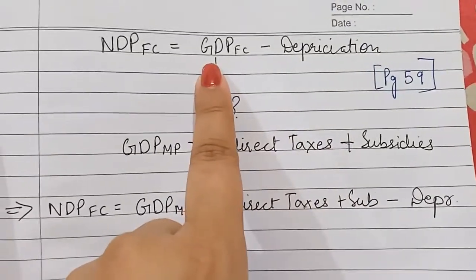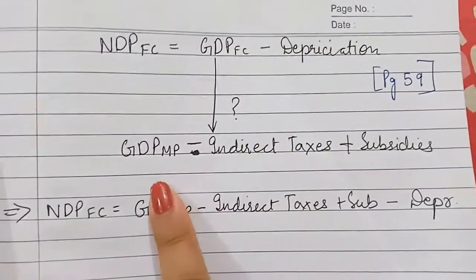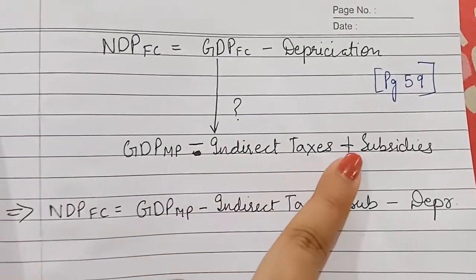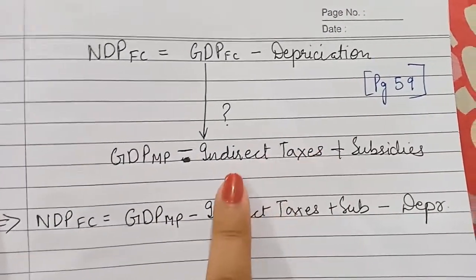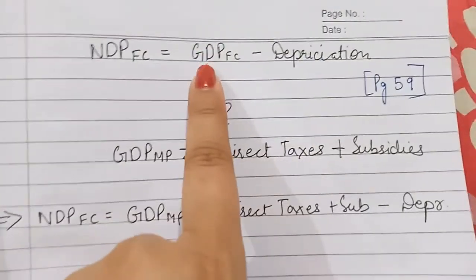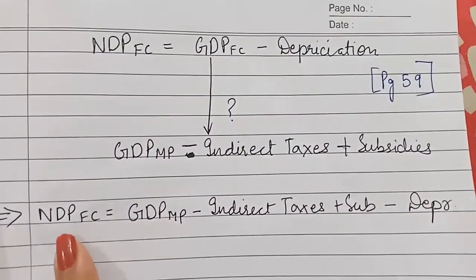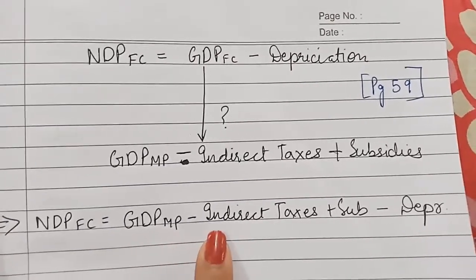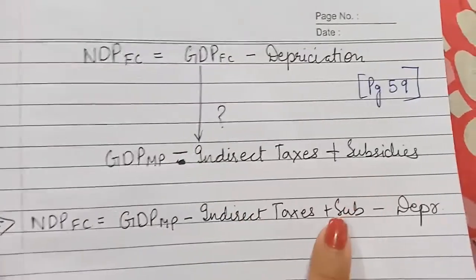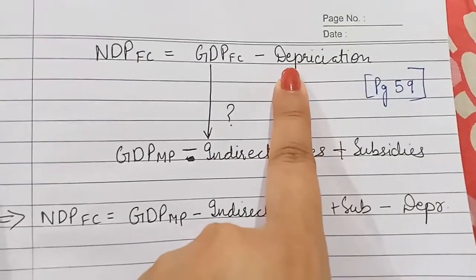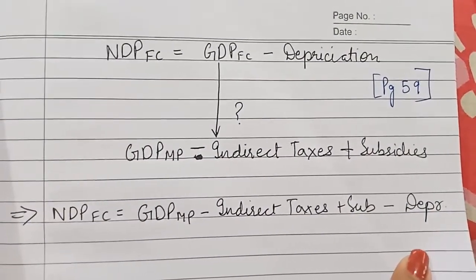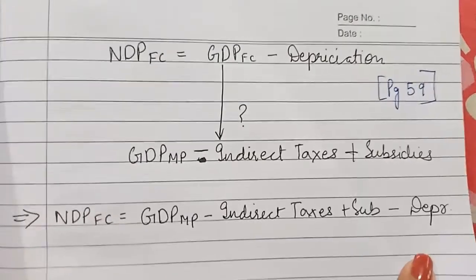Whenever we find gross domestic product at factor cost, we take the market price minus the indirect taxes and add the subsidies. So over here, instead of writing GDP-FC, the new formula will be NDP-FC equals GDP-MP minus indirect taxes plus subsidies, and what else we have to subtract? The depreciation. So let us see how we are going to solve the example.